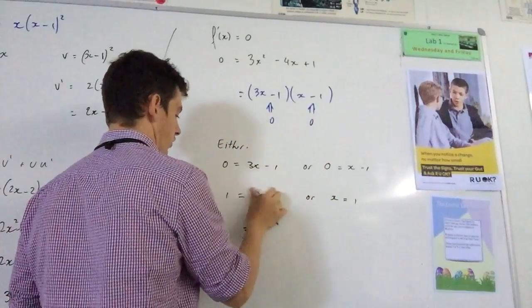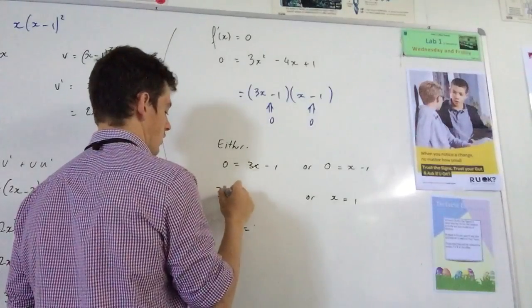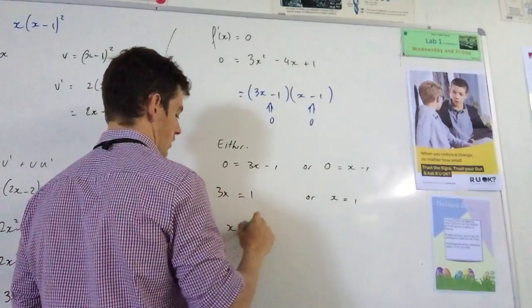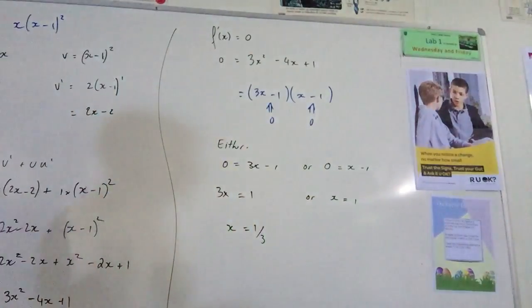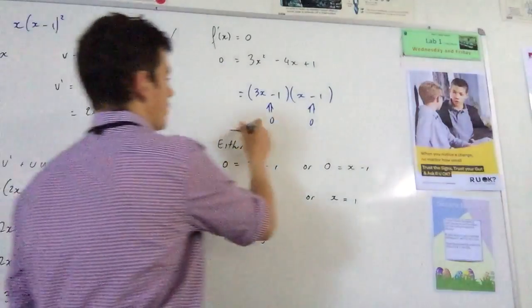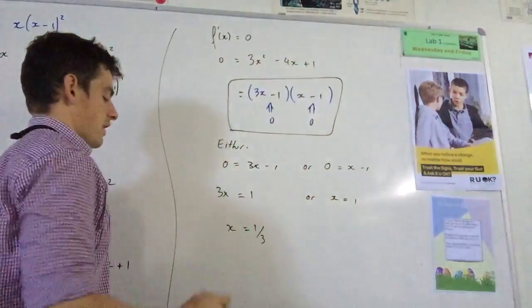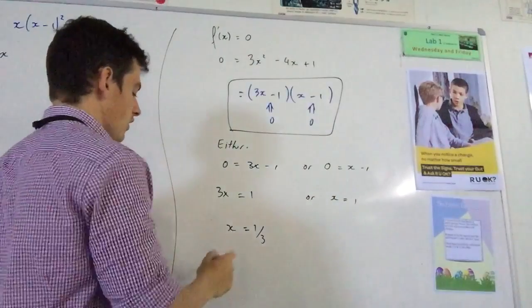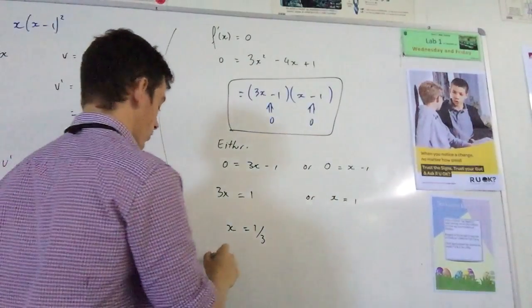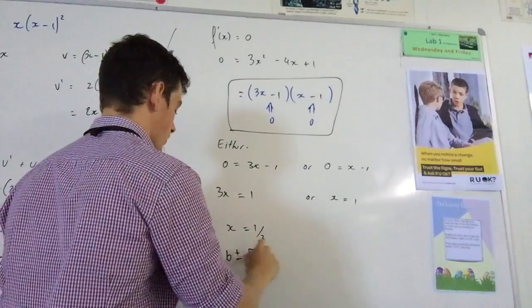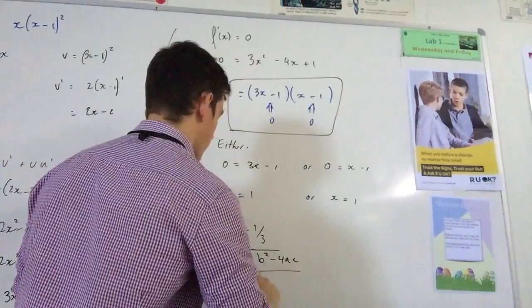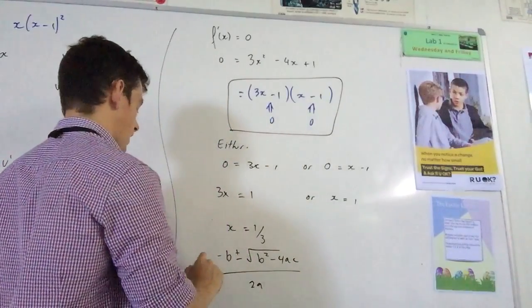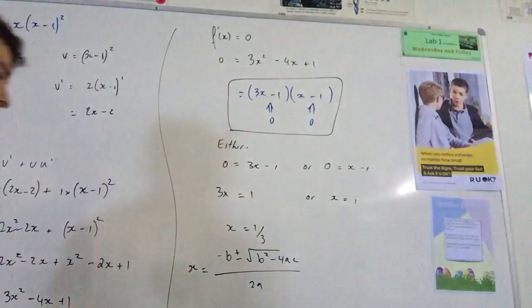I'll just do it the other side so it looks a bit nicer. So x equals 1 over 3, or x equals 1, so they're the two possible values. If I couldn't quite get this part on my own, I obviously have the option, because it's tech free, I have to use my quadratic formula, which is negative b plus or minus the square root of b squared minus 4ac over 2a. Okay, and my two answers of that will give me my x value for that.